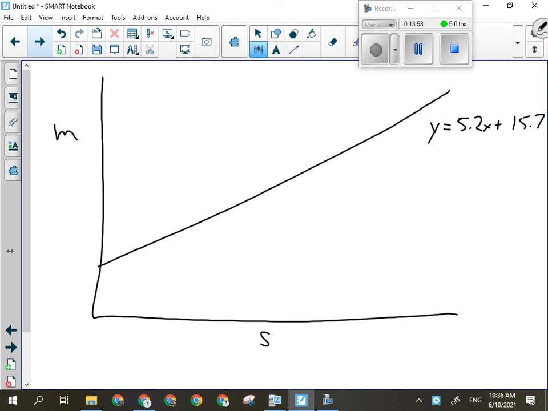The slope of the line on this graph is the velocity. The reason for that: if I solve for slope, 5.2 is going to be y minus b over x. That's y minus, so that's final position, final position minus initial position divided by time. That's how we calculate velocity, right? So that's why the slope of the line represents the velocity.